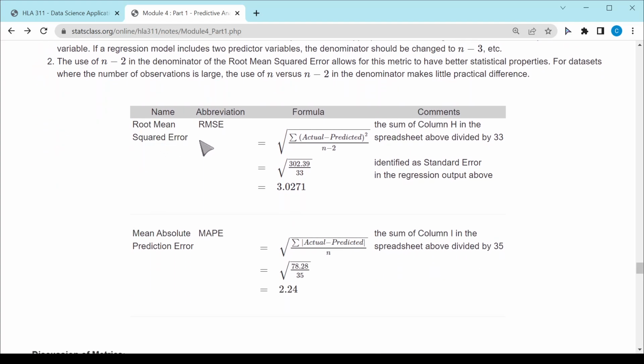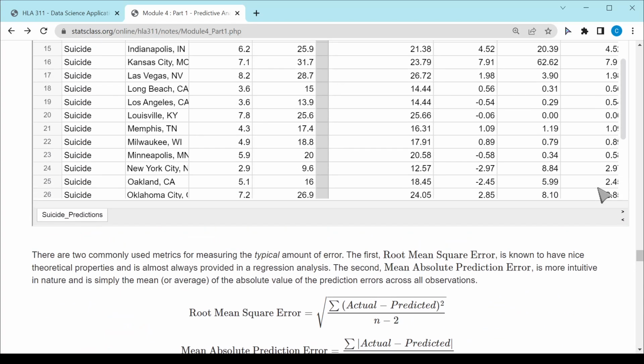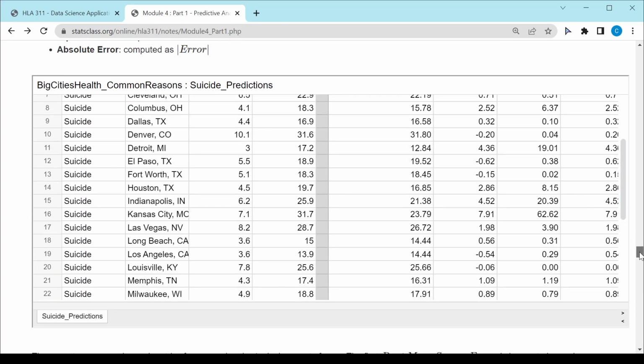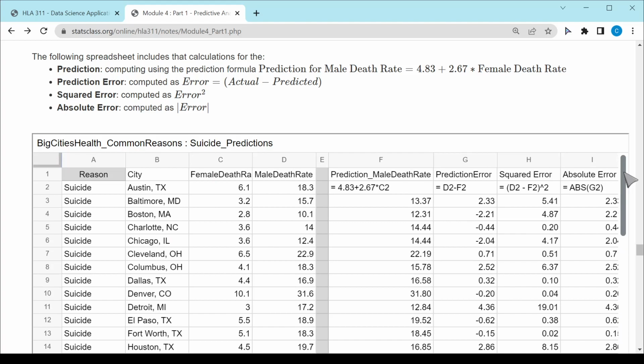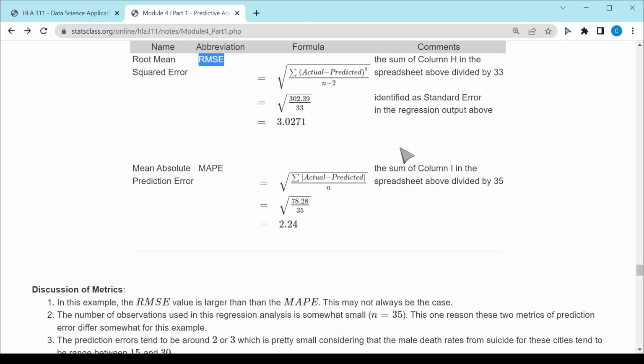So the root mean square error, often abbreviated as RMSE, again uses the squared errors, the sum of those. So I come up to my spreadsheet here where I was doing this. I need to sum up, get a total for all of the values in column H. And then I need to divide that by 35 minus 2, or 33. My root mean square error number is about 3.